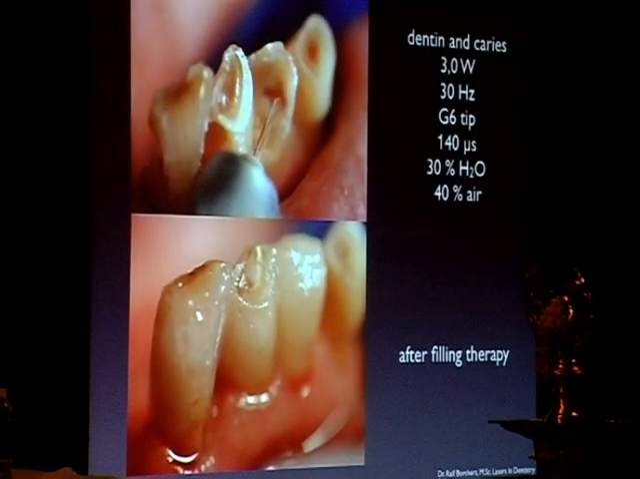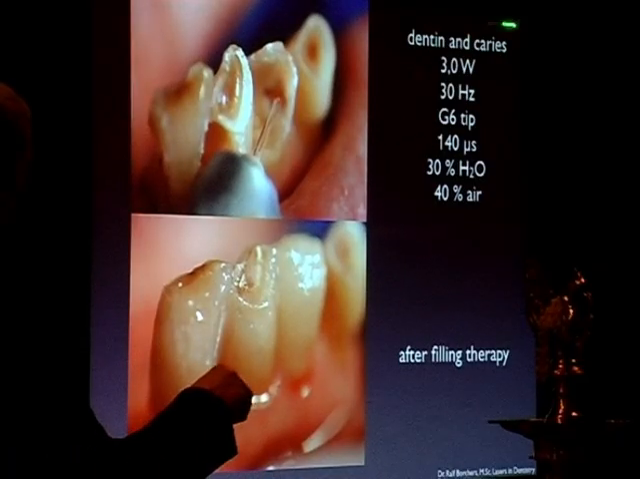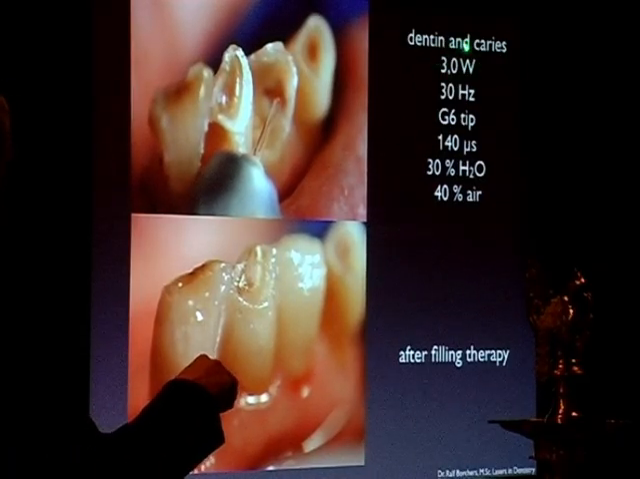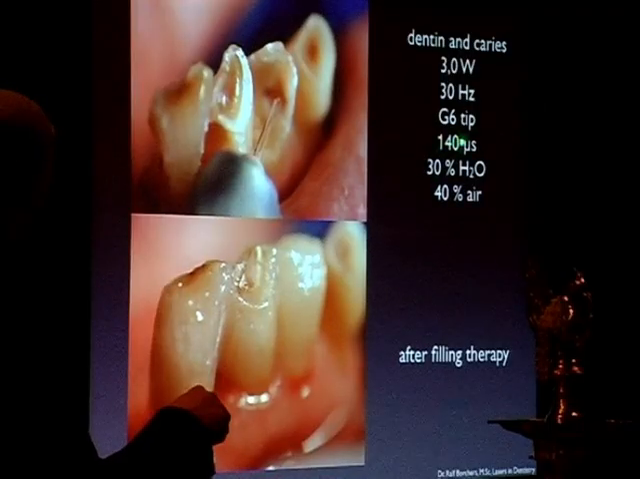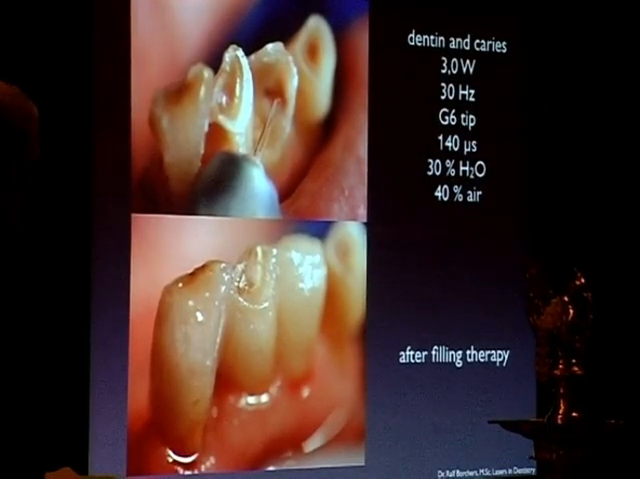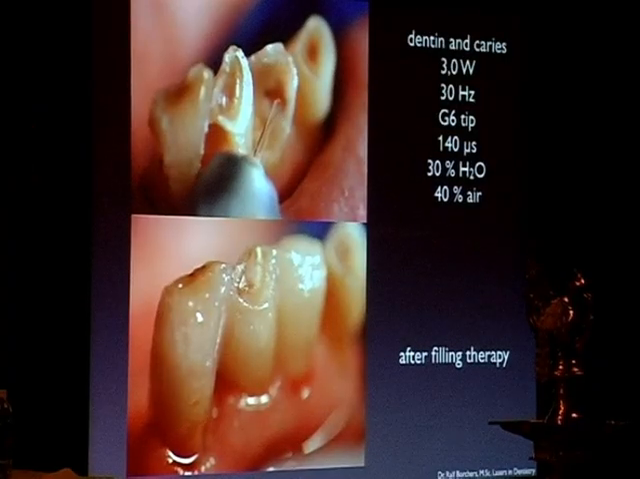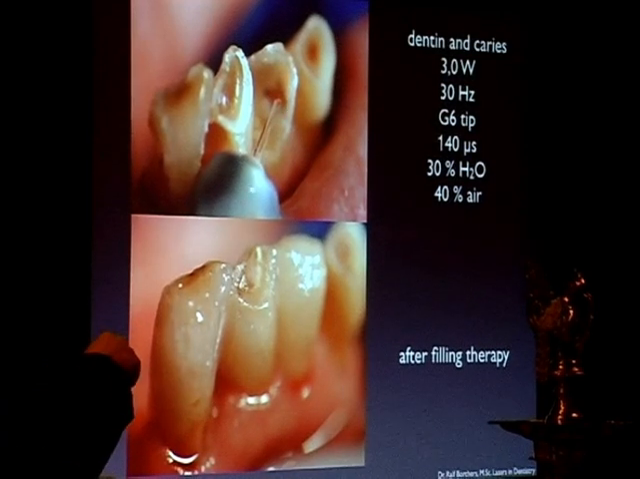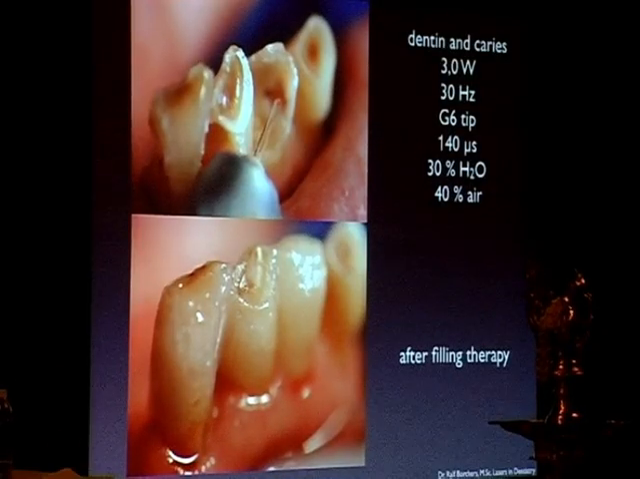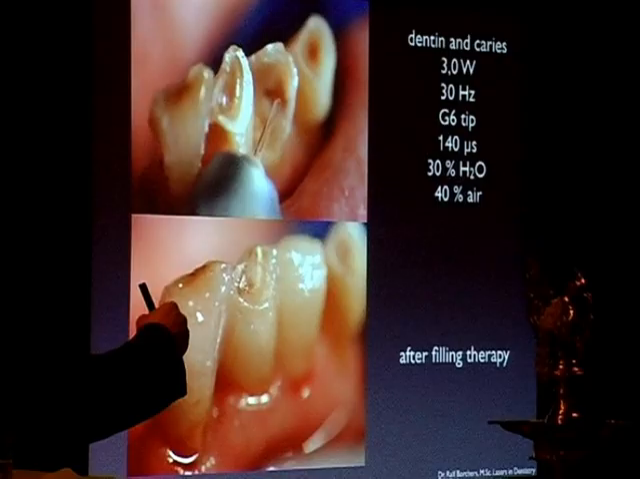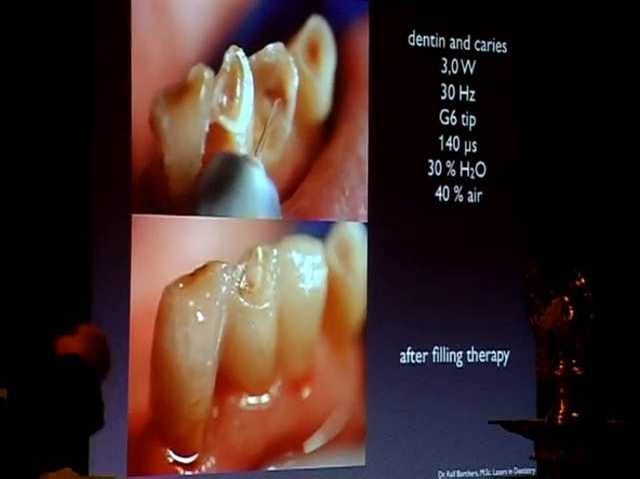Now you are removing caries and dentin, and you can see you use less power, the short pulse, and you use less water and less air. But why? I will show you later why you do that. This is after the filling therapy, and if you try to treat this tooth with a burr, it will break directly. So you can only do that by laser, because it's non-contact, there is no vibration, no pressure.